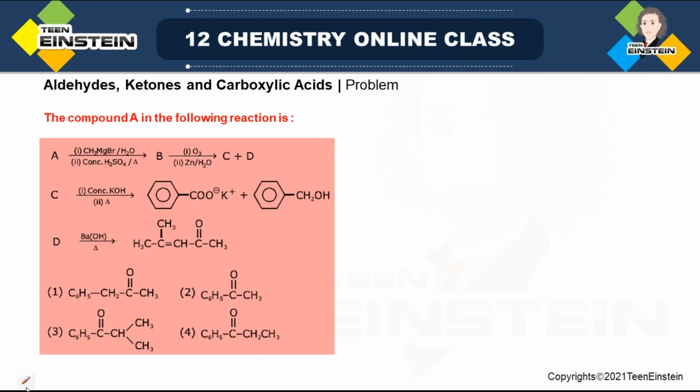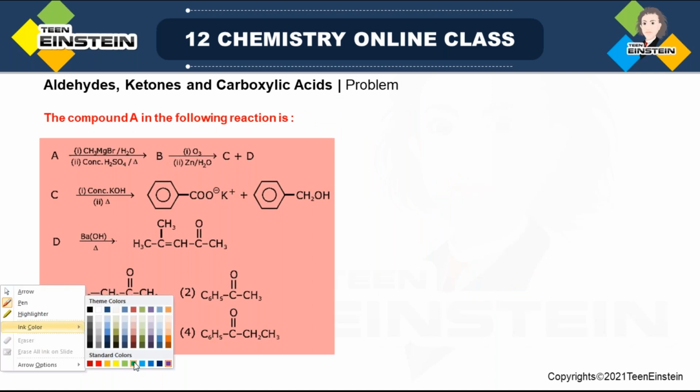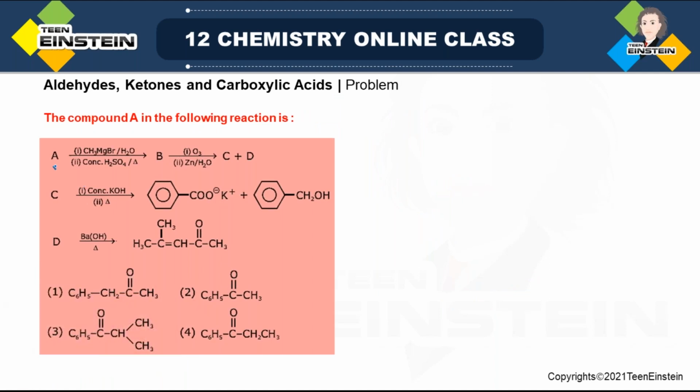The compound A in the following reaction. Compound A, the starting material, you are treating with CH3MgBr and H2O. So we know in a Grignard reaction, first there is attack by the Grignard reagent, in this case MeMgBr, and then it is to be hydrolyzed by water, because the OMgBr bond we break to OH. That is why water is needed.